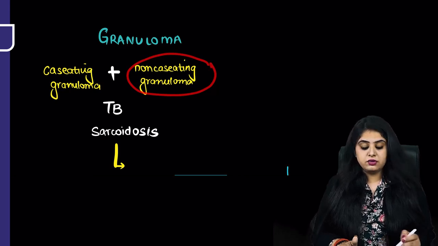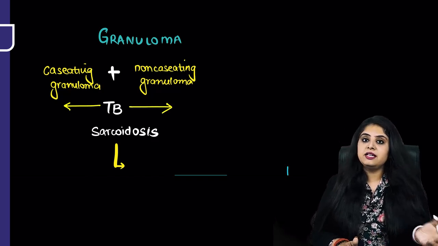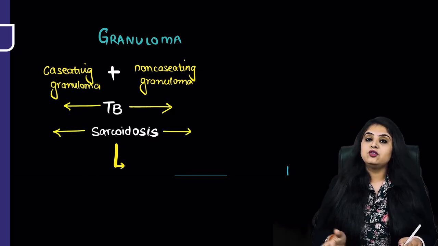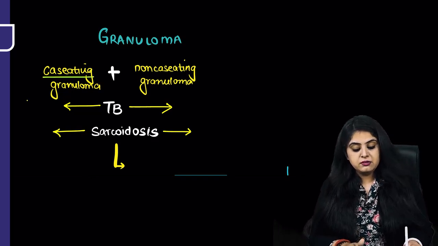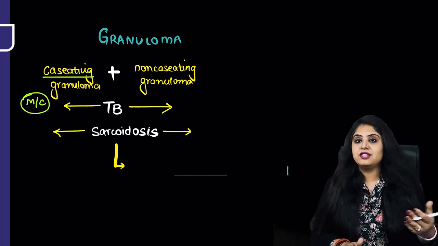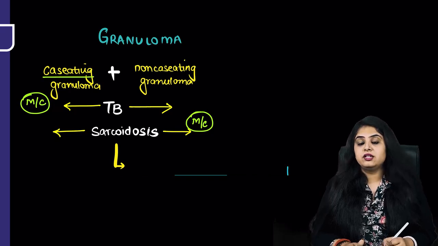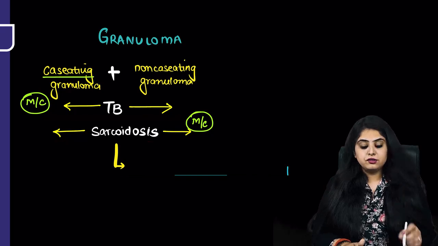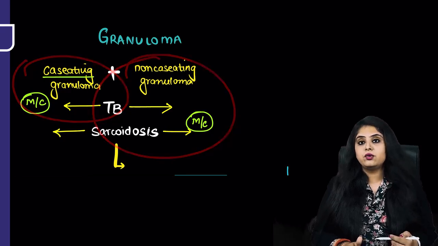So, the first thing that you need to know, TB can show you both of these granulomas with and without caseous necrosis. Sarcoidosis can show you both of these granulomas with and without necrosis. But obviously we know that in TB, the more common one is going to be caseating granuloma, and in sarcoidosis, the more common one is non-caseating. So if you get a question of marking both, always mark both. If you have to select one, then caseous necrosis for TB and no caseous necrosis for sarcoidosis.